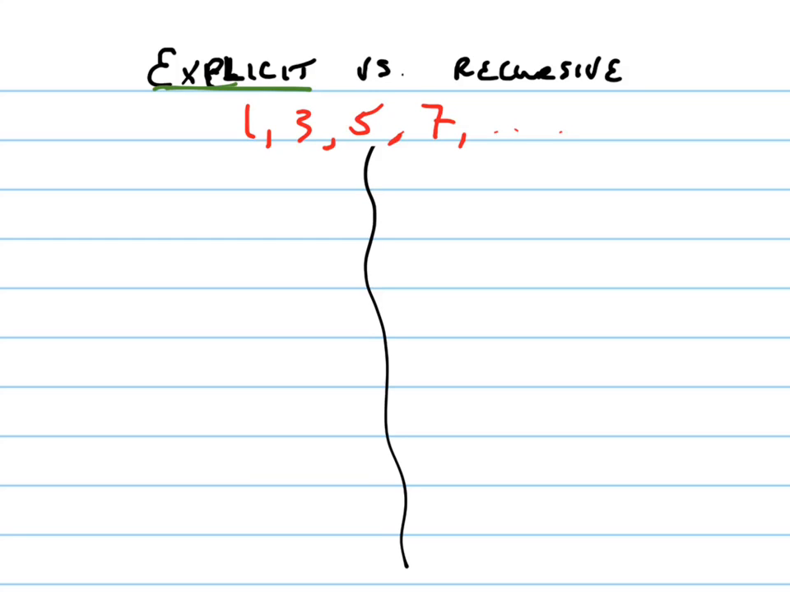Let's first do explicit. Explicit, if you watched the video previously, is where you find the common difference, in this case 2, and then you write a formula to get to the nth term based upon n. So this is my first term, n equals 1, n equals 2, n equals 3, n equals 4.